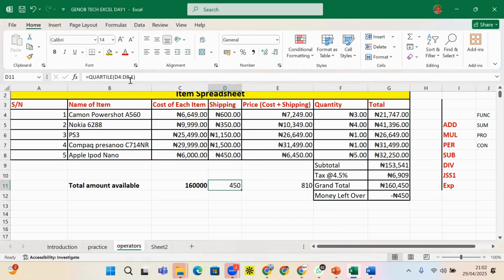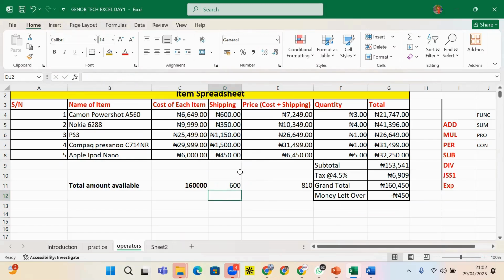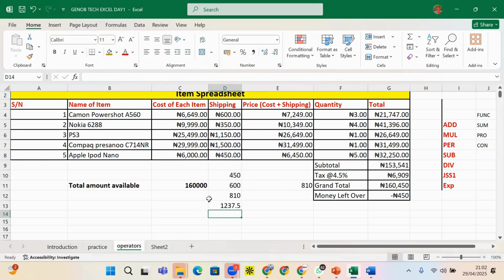But what I need is the second quartile because I have the minimum already. I use the second quartile, which is 600. So if I have the minimum as 450, second quartile 600, and average 810, I can get the third quartile from there. I copy this and paste it here. Once you copy in Excel, that's the beauty of it. So instead of this, I change it to third quartile. Third quartile is 1,200 and something.